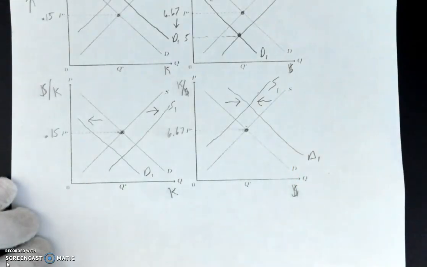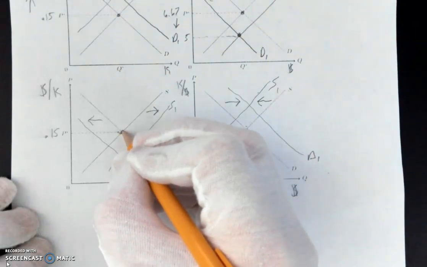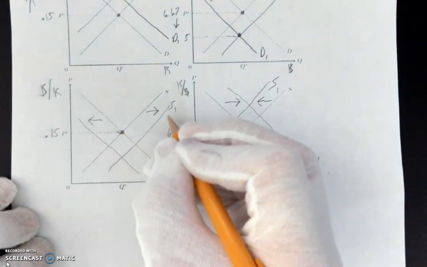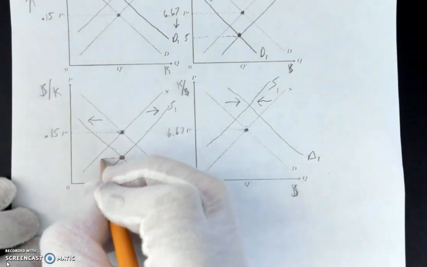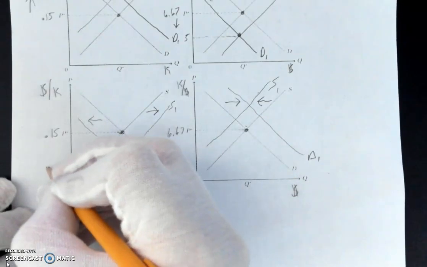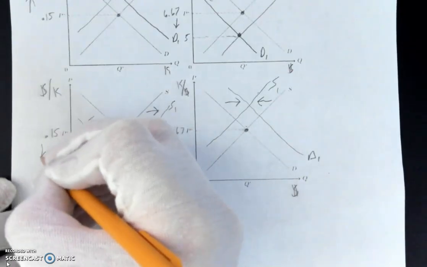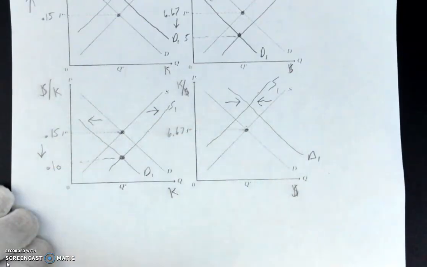Now let's find our new equilibrium. This is our original. Now we have the intersection of supply 1 and demand 1 in the krone market. Clearly the krone loses value. Let's say it goes down to 10 cents. That's a depreciation, weak currency.